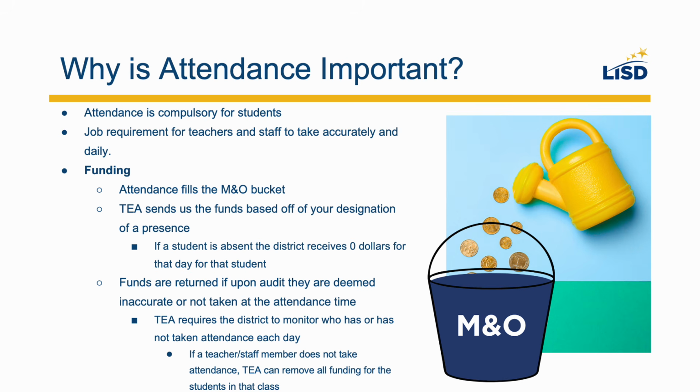First, training all staff on attendance is a yearly audit requirement. Secondly, attendance is a compulsory requirement for students and a job requirement for teachers and staff. Attendance is how school districts receive funding.